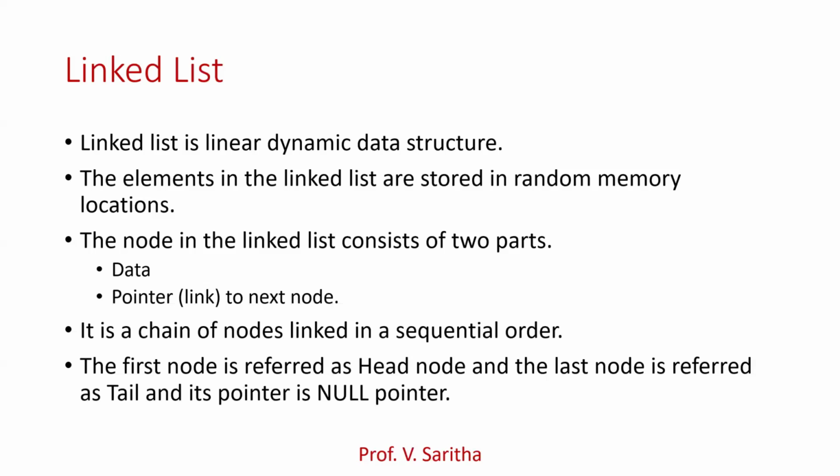The first node in the linked list we refer to as the head node, and the last node will be referred to as the tail node. And this tail node will have its pointer to the next node as a null pointer, because after that last node there will not be any node. So the pointer to the next node will be a null pointer.